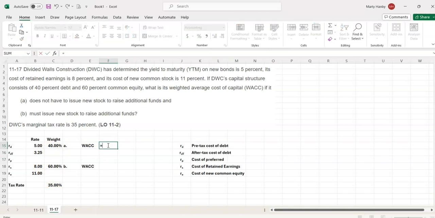So the equals, I'll do the weights first. The 40% times the 3.25 plus the 60% times the 8%, the cost of retained earnings. So that's 6.1%.